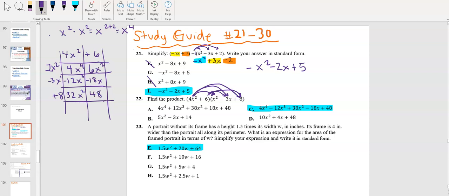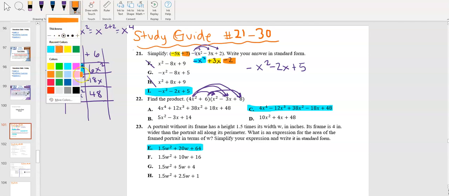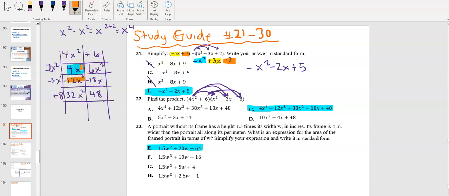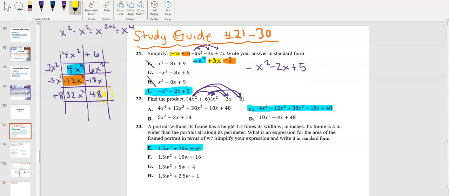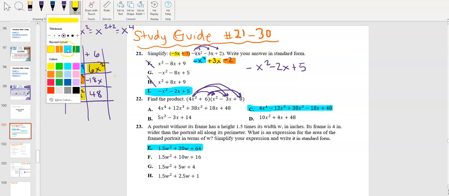48. All right, so what I'm doing now is looking for those common terms. I've got my x to the 4th here. I've got my x to the 3rd here, and there's no other x to the 3rds. I've got my x squareds here. Then my single x's. We'll do green.